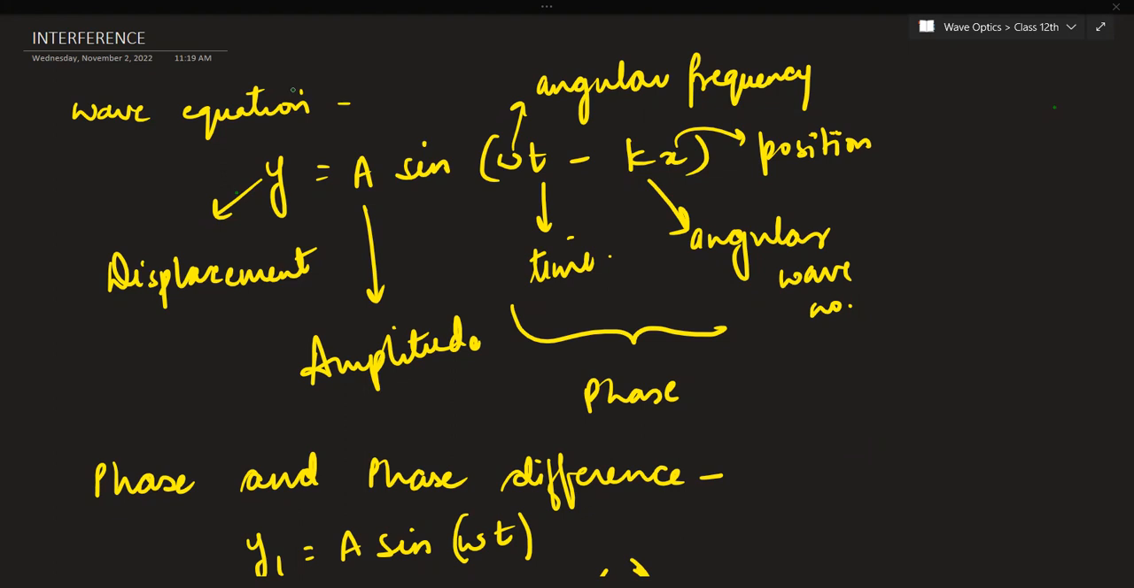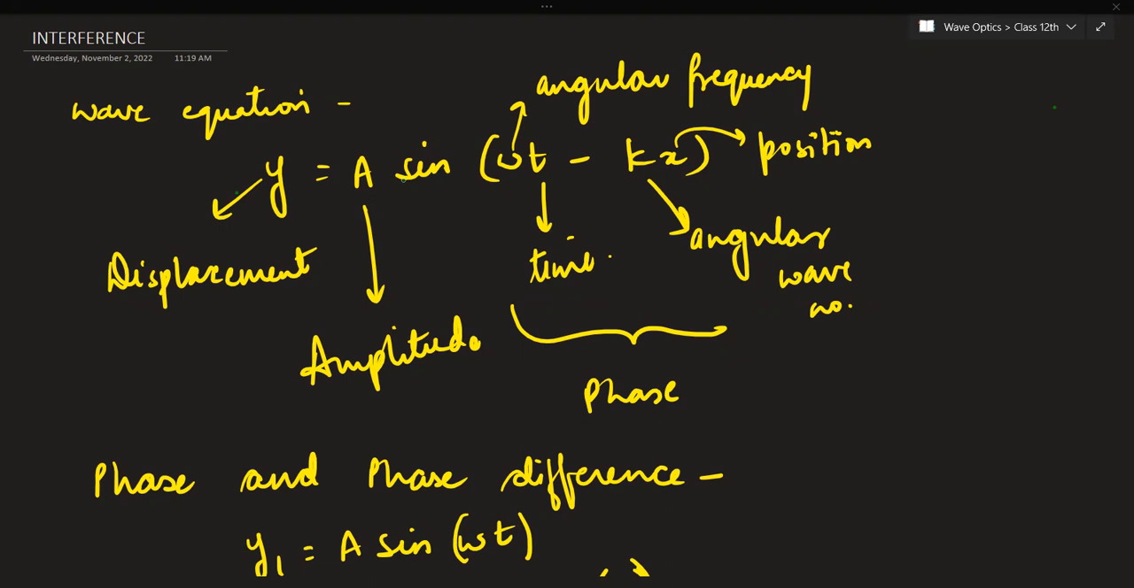Interference. Basic introduction about interference we had discussed in the last class only. Let us just go through this lesson. In interference, first let us quickly revise the wave equation. The wave equation basically says that displacement is equal to A sin(omega t minus kx). Now, what is the meaning of each term in this statement?